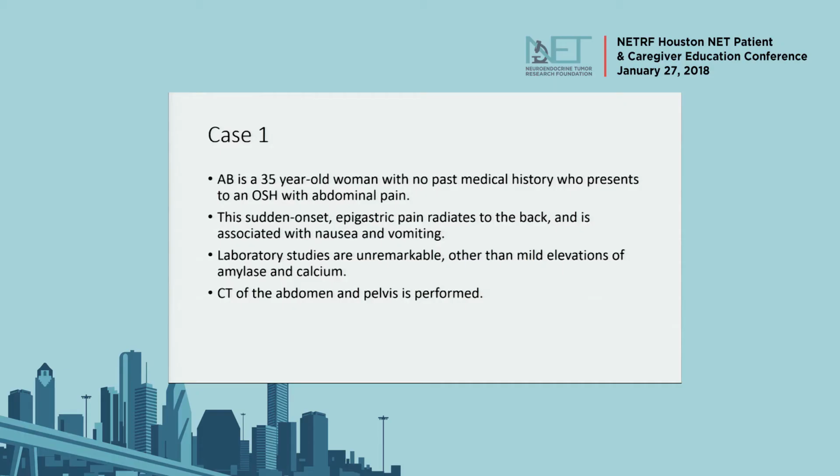So we have a young 35-year-old woman, totally healthy, who presents with some abdominal pain to an outside hospital. It's primarily epigastric, around the belly button and radiating to the back, and she presents with nausea and vomiting. Fortunately, the laboratory studies are largely unremarkable, a little bit of elevation in the amylase, a little bit of elevation in the calcium, but pretty bland. And so we perform some imaging, of course.